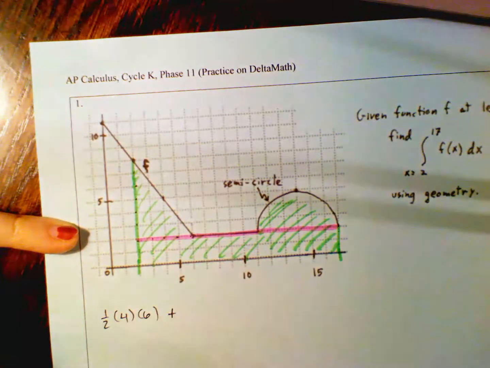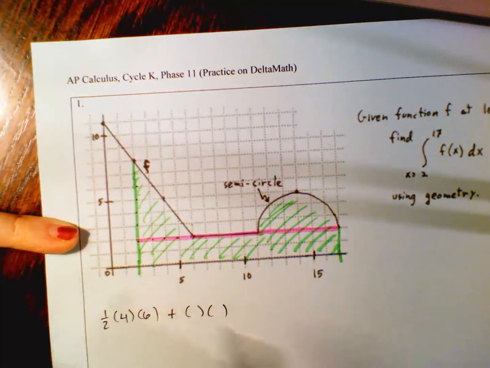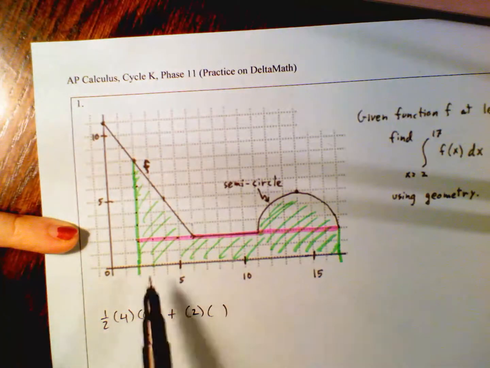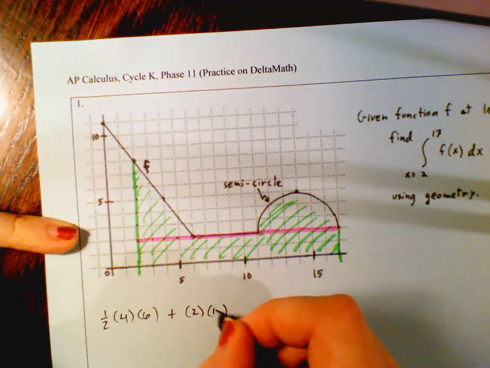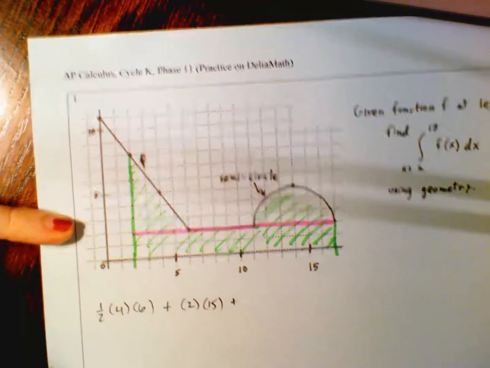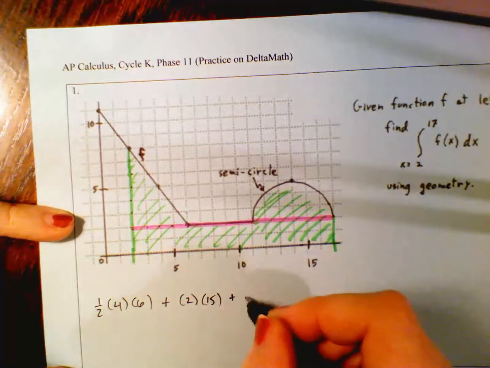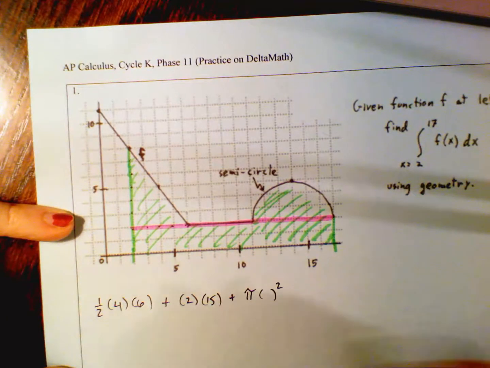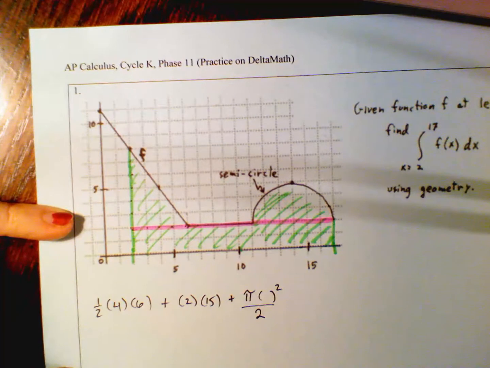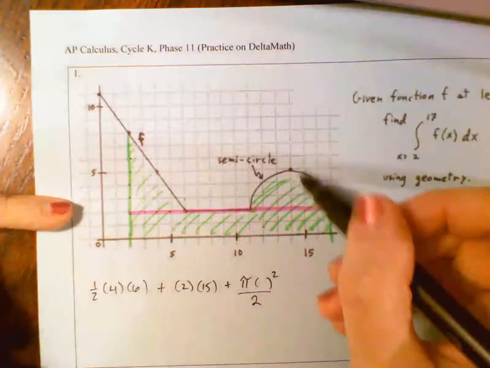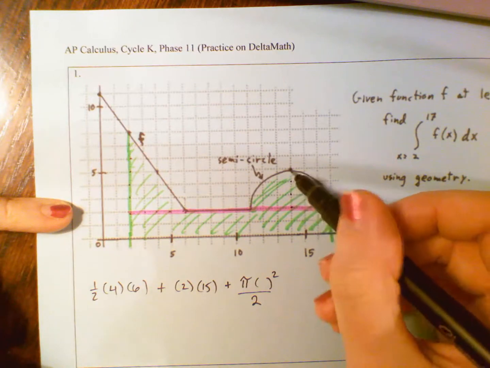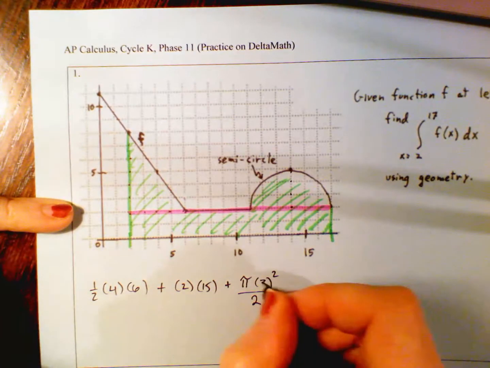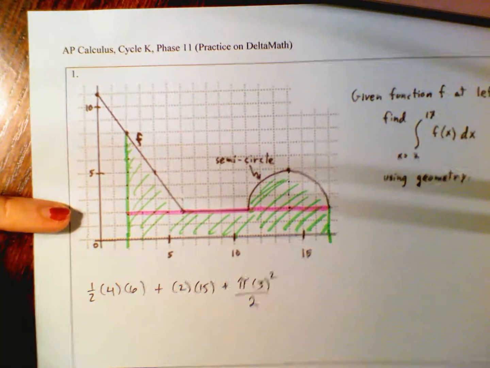Plus, for the rectangle, it's just base times height. The height I know is 2. And then the base from 2 to 17 is 15. Plus the area of a full circle is pi r squared, but this is a semicircle, so you've got to cut it in half. So it's going to be pi r squared over 2. And the radius, so this would be the center, 1, 2, 3.